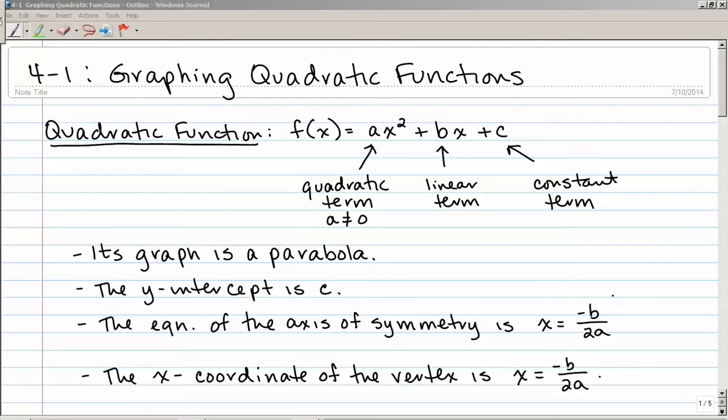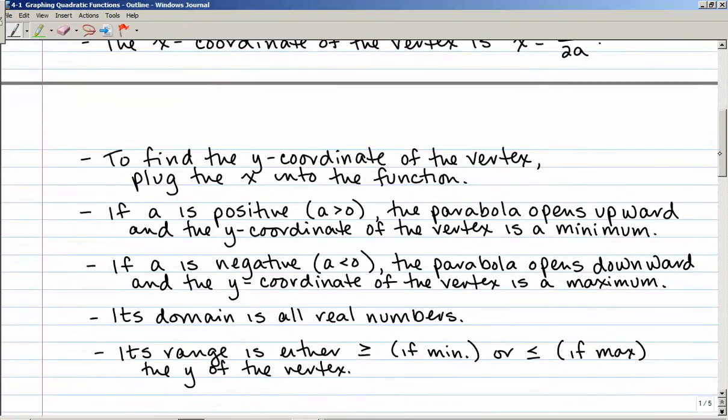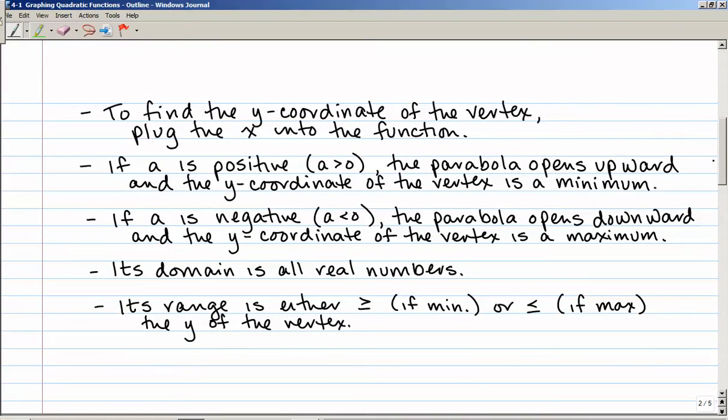So that line of symmetry that goes through the center of the parabola, the high point or the low point, is going to be the vertex. And that's how you get the x-coordinate of the vertex. And then to find the y-coordinate of the vertex, just plug that x into the function and calculate what f of x is. Remember, f of x is just a fancy name for y.